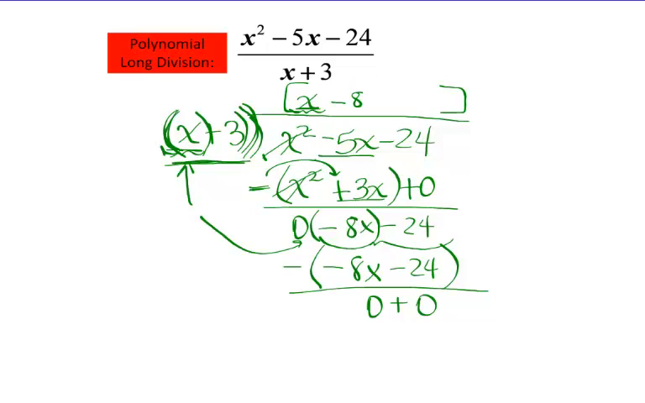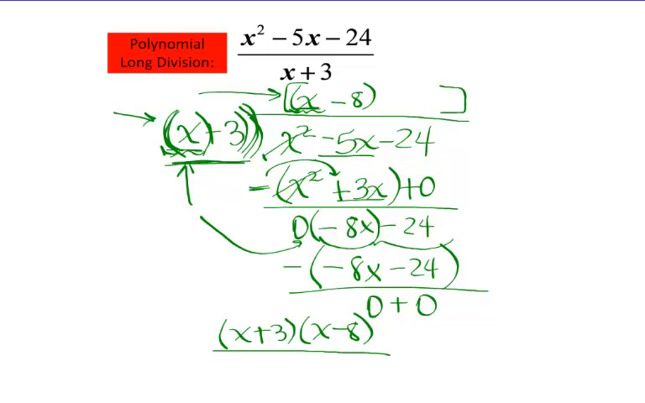There's no remainder here. So this tells me that the numerator has 2 factors. Here's one factor. There's the other factor. x plus 3 times x minus 8 will be equivalent to x squared minus 5x minus 24. And then I'll copy down the denominator. So there is polynomial long division with no remainder.